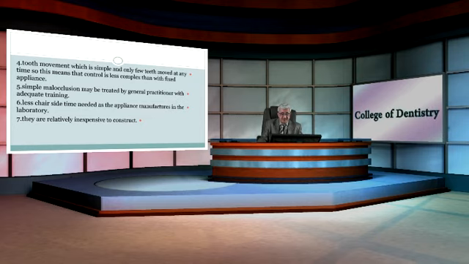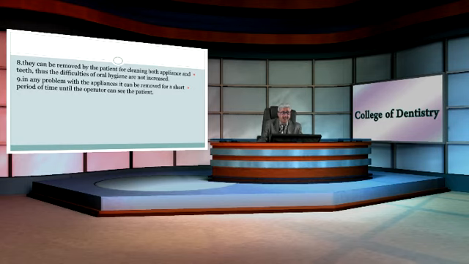Number 7, they are relatively inexpensive to construct. Number 8, they can be removed by the patient for cleaning. Teeth hygiene difficulty is not increased because the control of that is during removal of the appliance. Number 9, if there is any problem with the appliance it can be removed for a short period of time until the operator can see the patient. Therefore, it gives the patient enough time to take a decision.